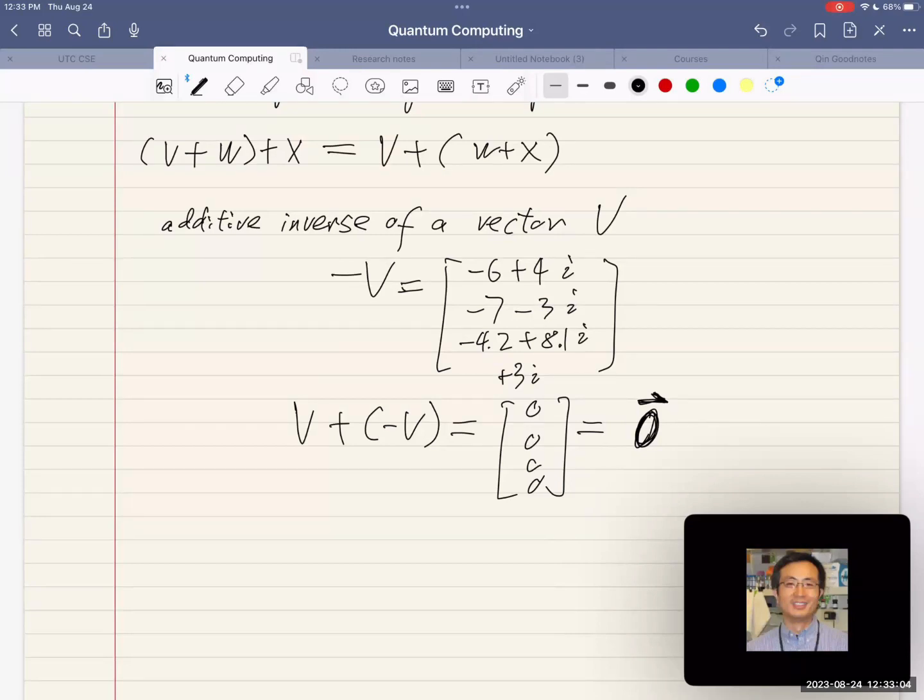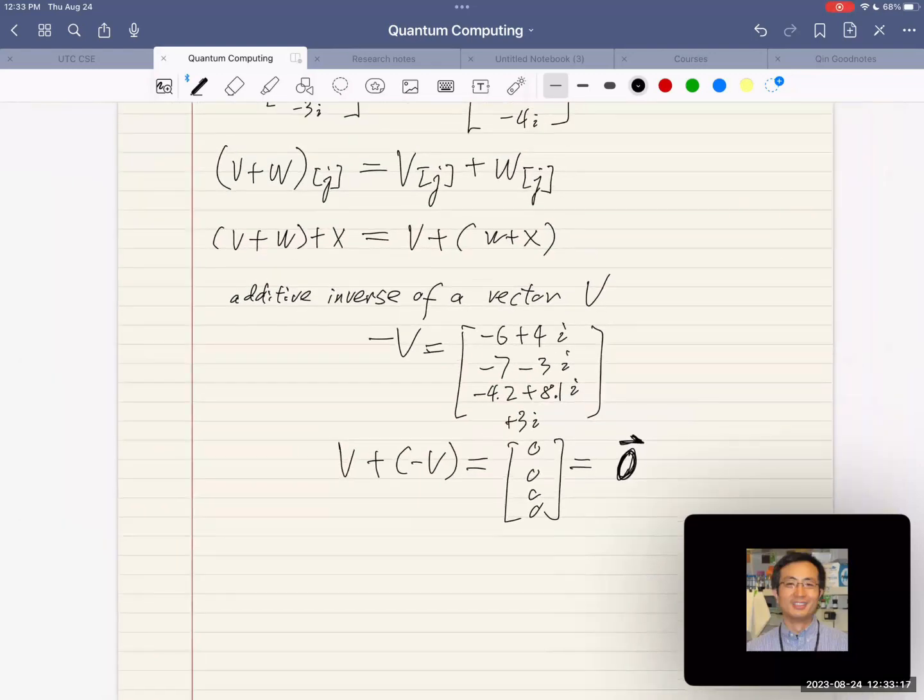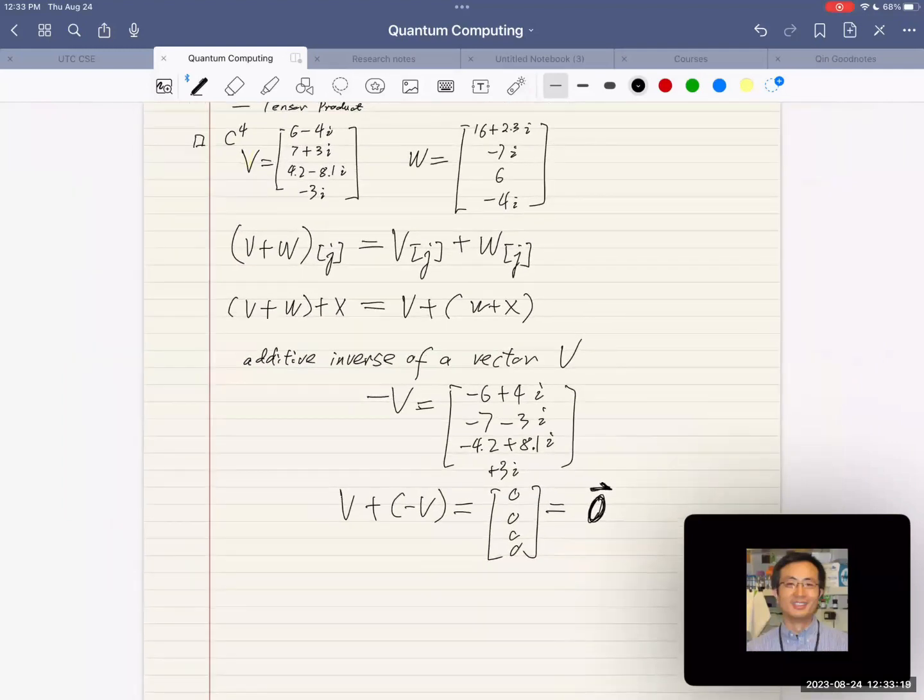Okay, so for students who just joined, we actually just started. We mentioned the complex vector and the additive inverse of the vector, which is basically the minus. We just went through this definition.